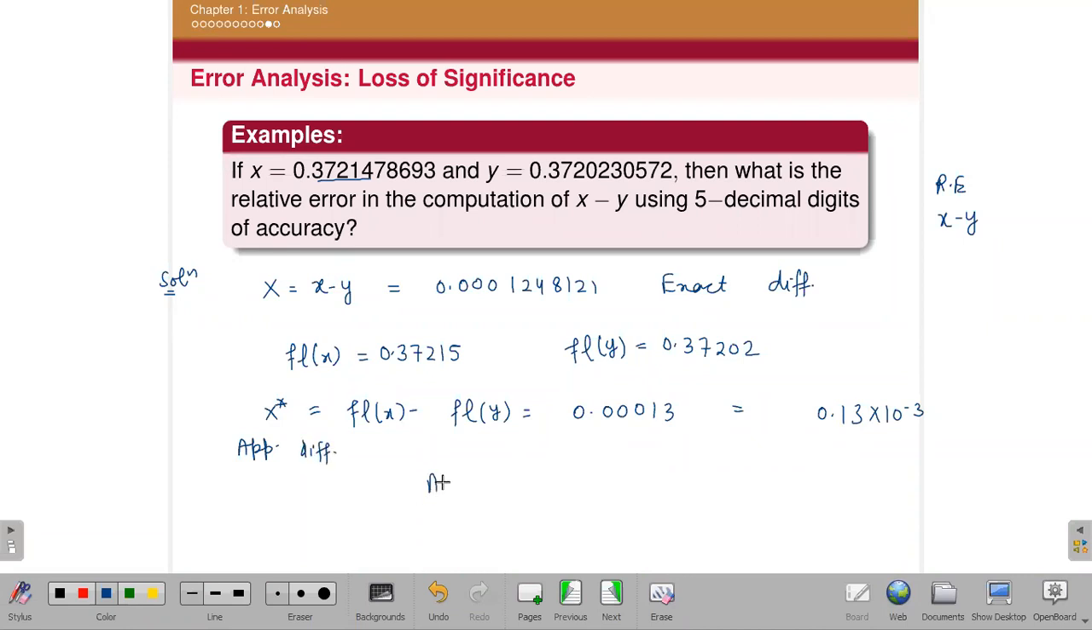So now if I find the absolute error, can you find the absolute error? It is x minus x star, which means you have to subtract this number from this number. So what is it? It is 0.4 times 10 to the power of... So from the absolute error here you can see, if I simply look at the absolute error, then it is approximately 0.